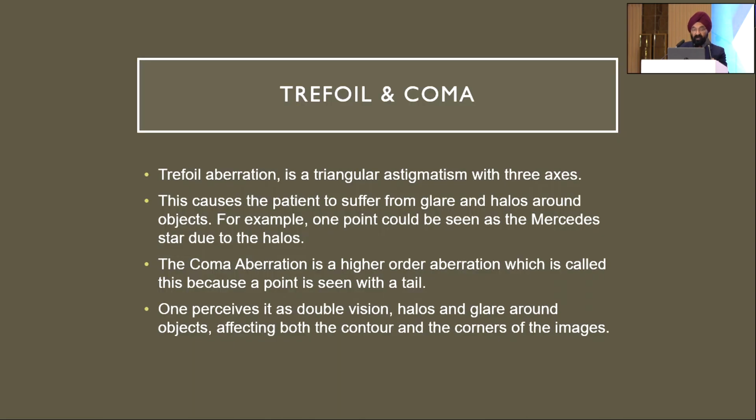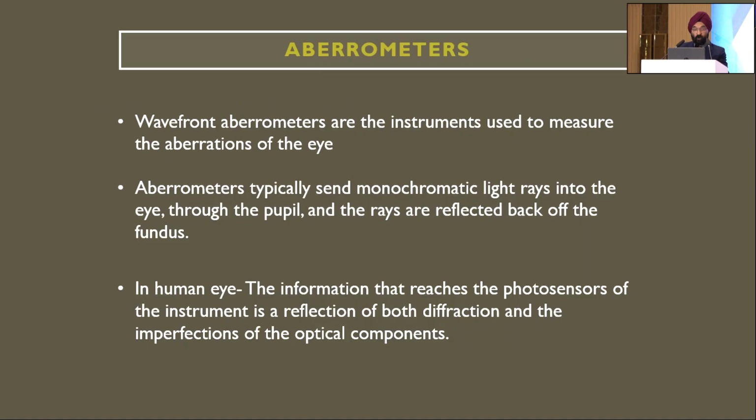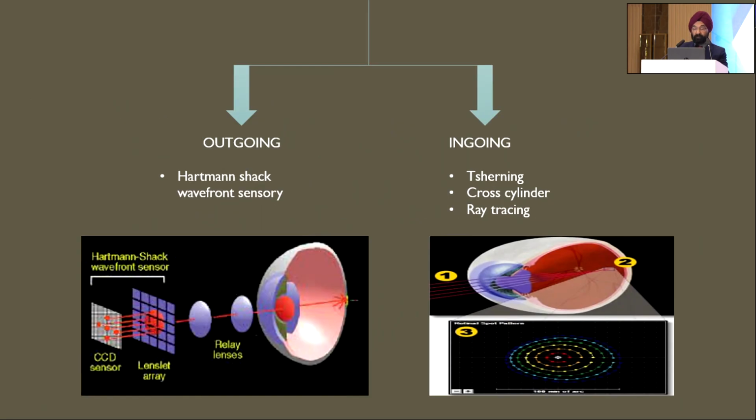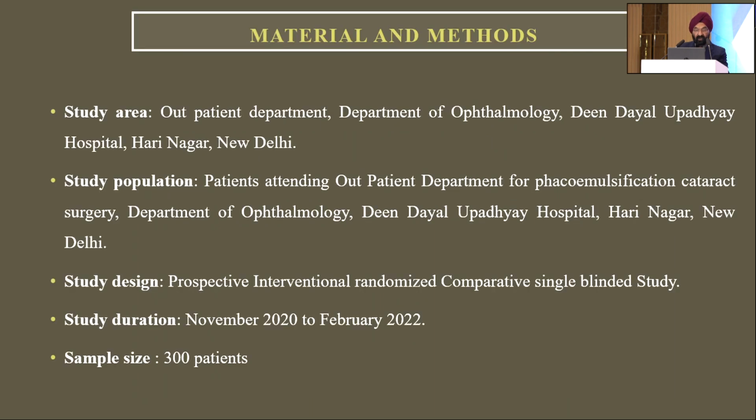Trefoil and coma are significant higher order aberrations. And these aberrations, unfortunately, cannot be easily corrected with non-invasive procedures or devices such as spectacles and contact lenses. So best is to prevent development of these higher order aberrations. And these aberrations can be measured by aberrometers, which can be outgoing and ingoing. And so our aim was to assess changes in these higher order aberrations of total anterior and posterior corneal surface after 2.2 millimeter versus 2.8 millimeter cataract incision surgery.